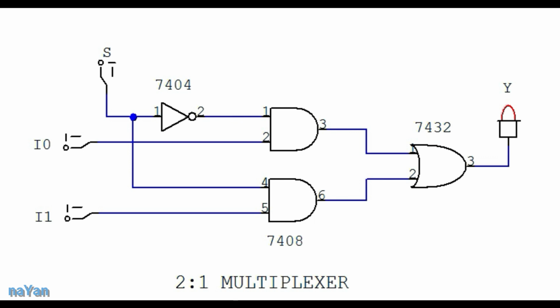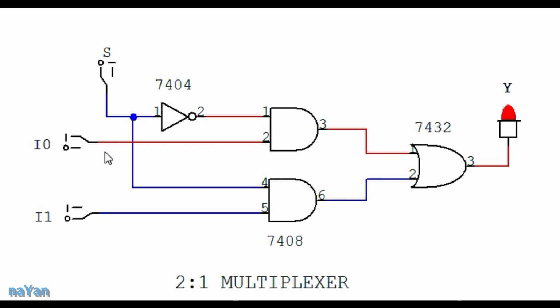When we simulate this circuit, when the select input is 0, our I0 line is selected. So at the output we should get the value of I0. When I0 is 0, we get 0. When I0 is 1, we get 1 at the output.